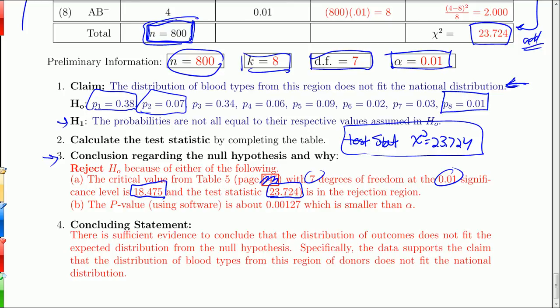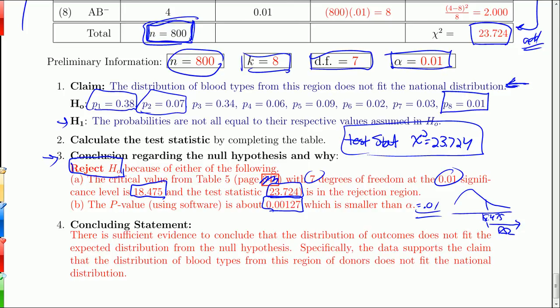It's bigger than 18.475. In other words, if I do a quick drawing here, the critical value is 18.475. The rejection region is everything to the right of there. When I look at my test statistic, it is indeed in the rejection region. So I reject the null hypothesis. If you have software, you get a p-value of 0.00127, which is indeed smaller than alpha, which is 0.01. So again, you reject the null hypothesis.